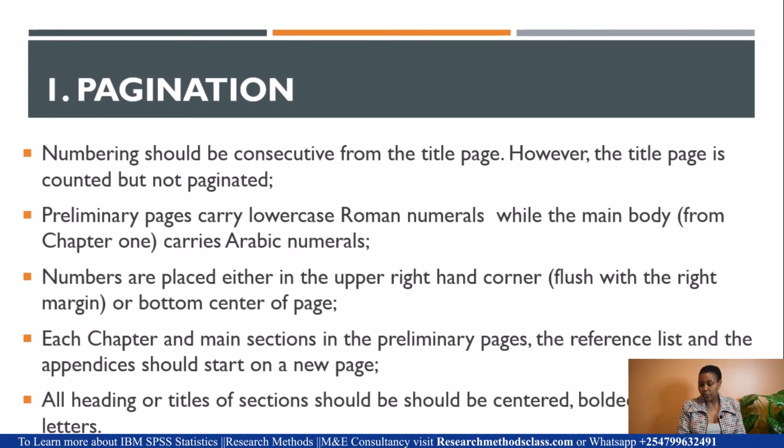We start with pagination. Numbering should be consecutive from the title page. However, the title page is counted but not paginated. Preliminary pages carry lowercase Roman numerals, while the main body, that is from chapter 1 to the last page, carries Arabic numerals. The page numbers are placed either in the upper right-hand corner, which is flush with the right margin, or at the bottom center of the page.